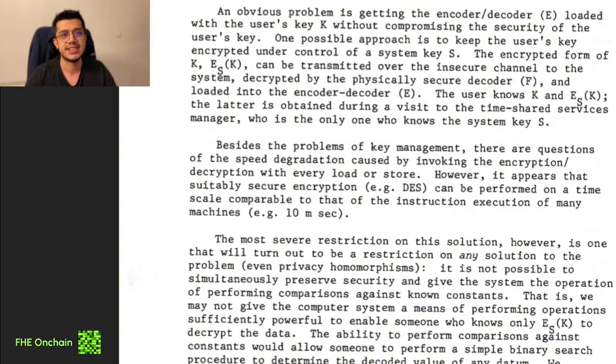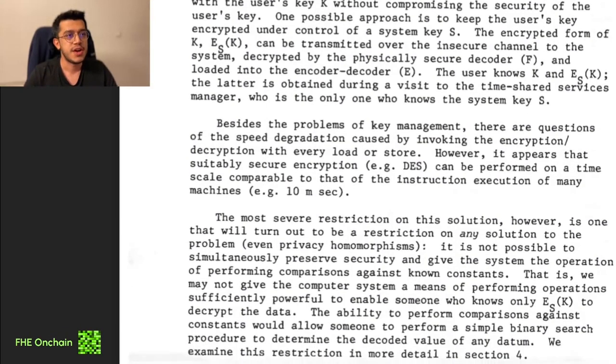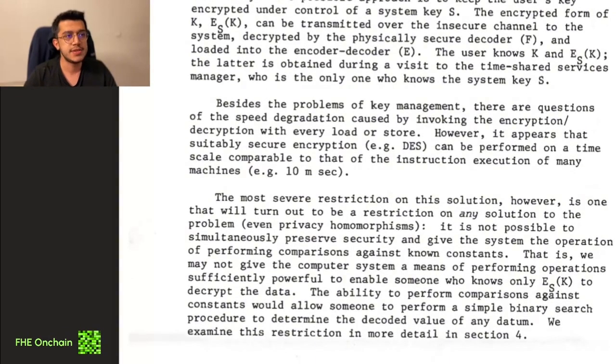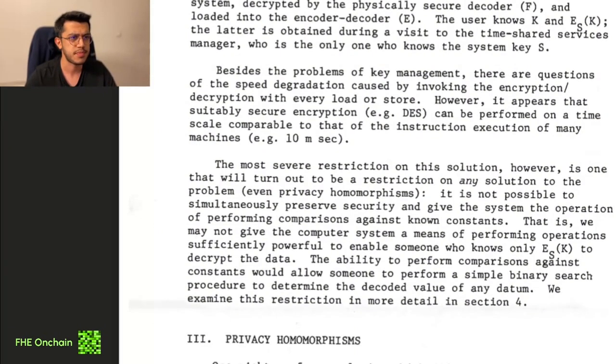Besides the problems of key management, there are questions of the speed degradation caused by invoking the encryption or decryption with every load or store. However, it appears that suitably secure encryption, let's say DES, can be performed on a time scale comparable to that of the instruction execution of many machines.